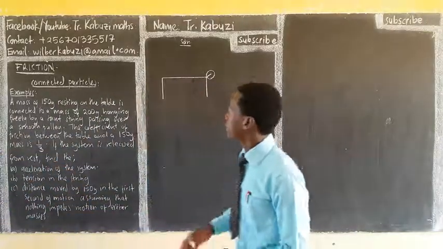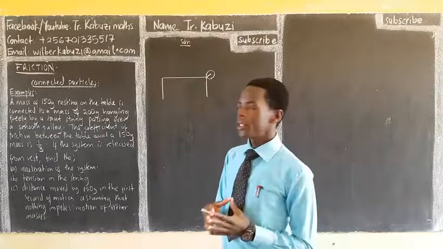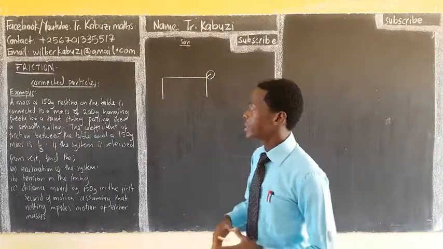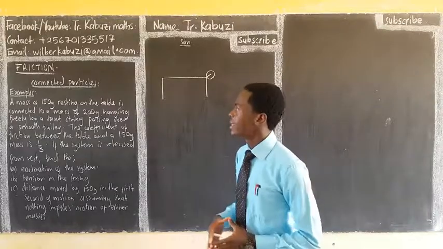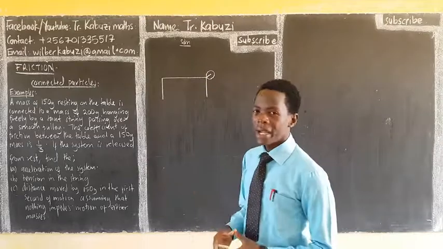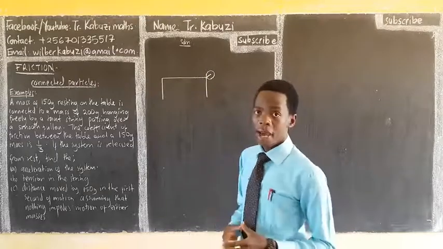So, connected particles. Now we are going to see the cases of friction when we have connected particles. We saw connected particles, but we never considered these cases of friction, because we were considering smooth surfaces. Now let us go back a little bit, and then we'll see examples when we have friction.